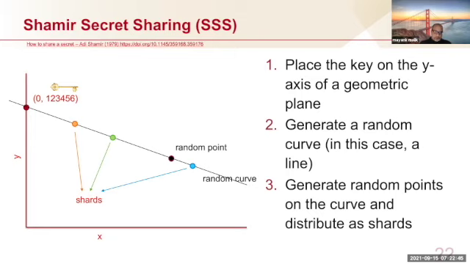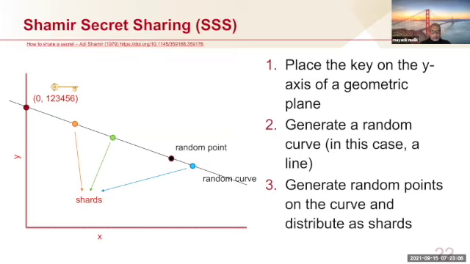And here's how we do it. We take the key and we first place it on the y-intercept. Then we generate a random point in that plane. We draw a line on that point, and then we take 3 other points on that line. There are infinite points on that line. We just take 3, and we distribute each of those points as a shard.